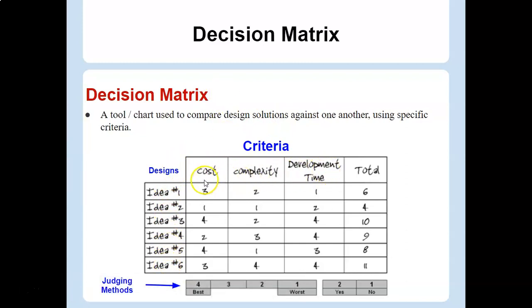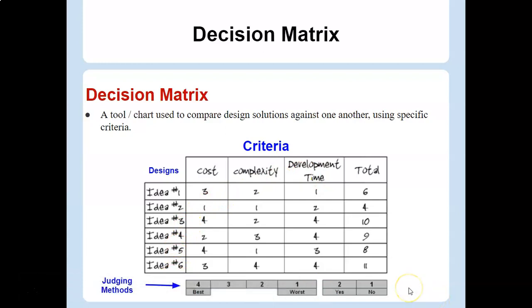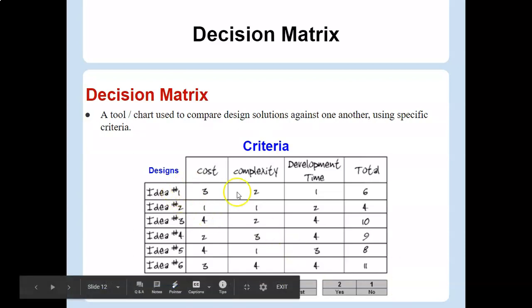So in this case, whoever's chart this is, they have a cost, complexity, development time, and there's different judging methods. But normally down here, if you're judging it 1 out of 4, even if you have more than 4 ideas, you just judge it 1 out of 4, 4 being the best and 1 being the worst. You take yourself through this. So I'll give a couple examples.